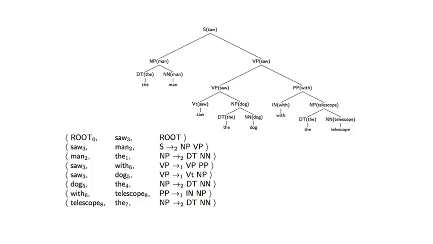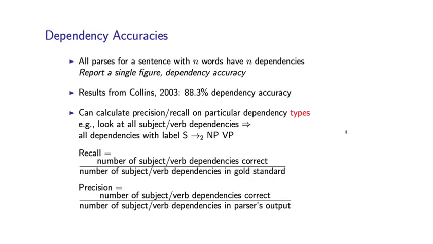What I should have said is I have this special dependency for the word at the very root of the tree. So this is saw, and I'll just specify the rule in this case to be root and the head word to be root. Okay, so to make sure that we also take account of this word at the very root of the tree. Okay, so every tree, whether from a gold standard tree or from the parser output, is going to have a number of dependencies equal to the number of words in the sentence. And so we can actually just report accuracy in terms of how accurate we are in recovering these dependencies.